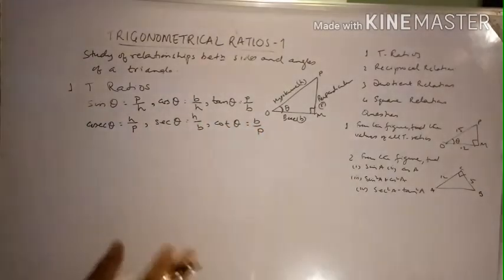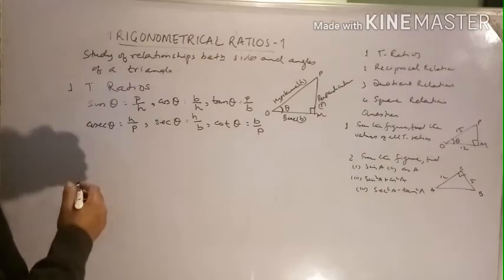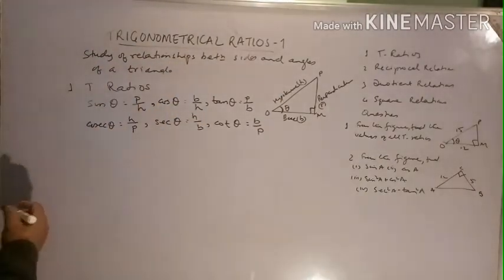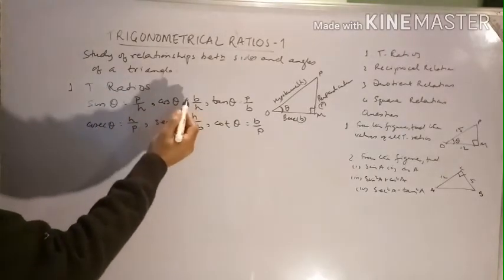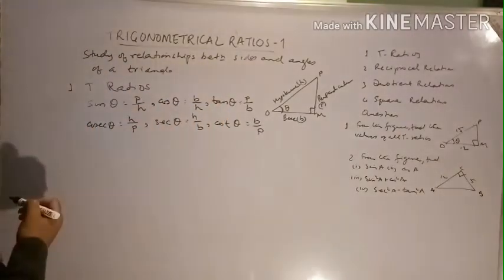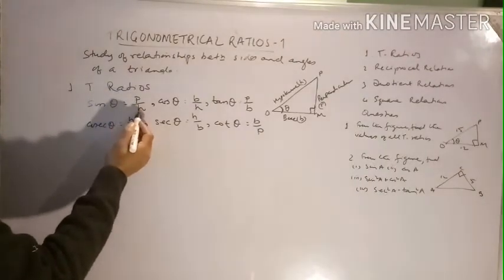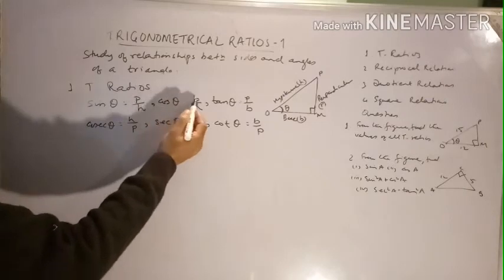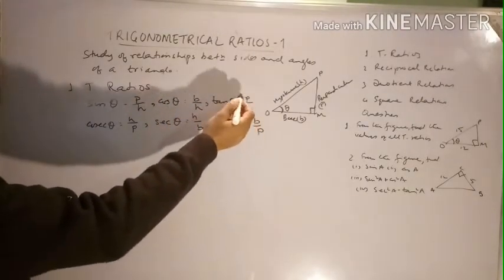For convenience, to remember easily, we can remember one sentence: Some People Have Curly Brown Hair Turned Permanently Black. Some means sine, People Have means P by H, Curly means cos, Brown Hair means B by H, Turned means tan, Permanently Black means P by B.